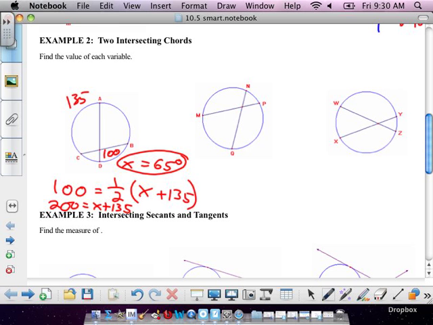All right, let's do this next one. I've got 110, x, and 30. How am I going to find that angle? What am I going to do with those two arcs? You're going to add them, subtract them, multiply, or divide them. What do we do here? Add them and then times it by 1/2. x equals 1/2 (30 plus 110).